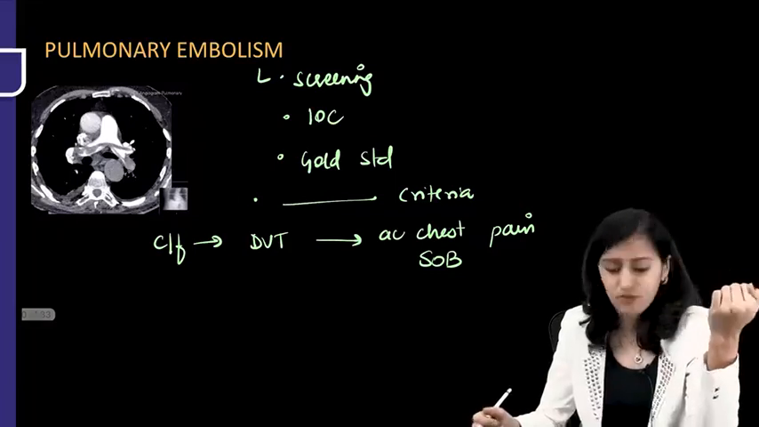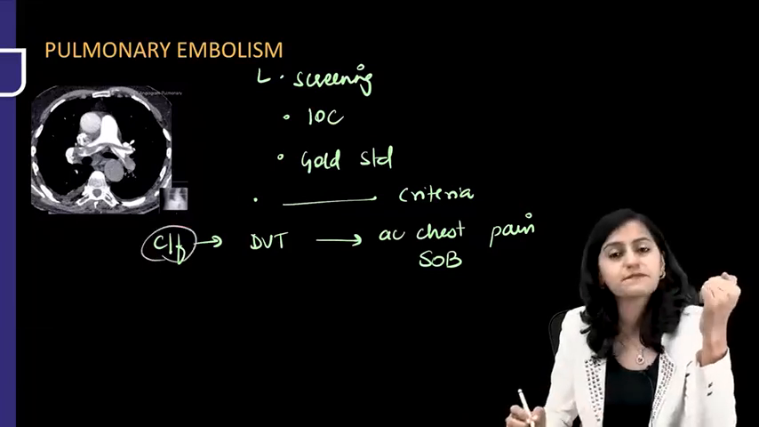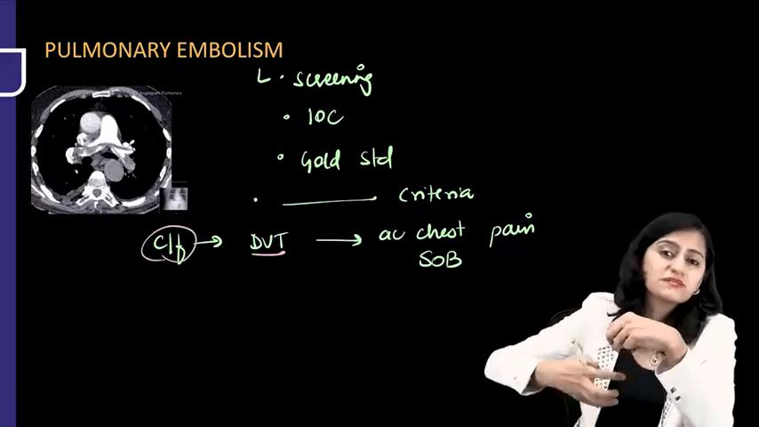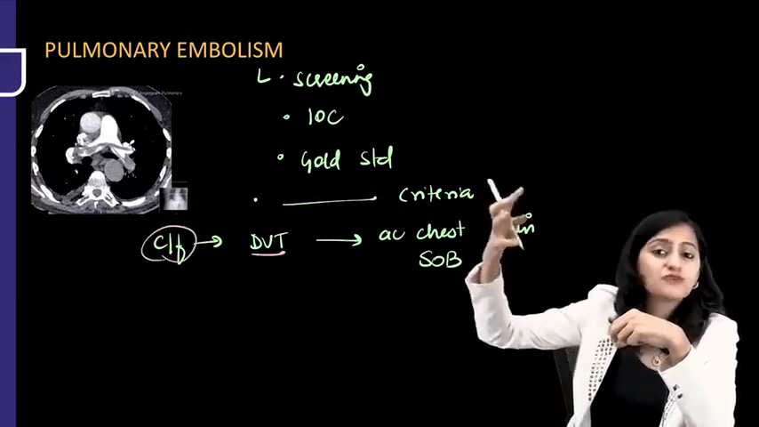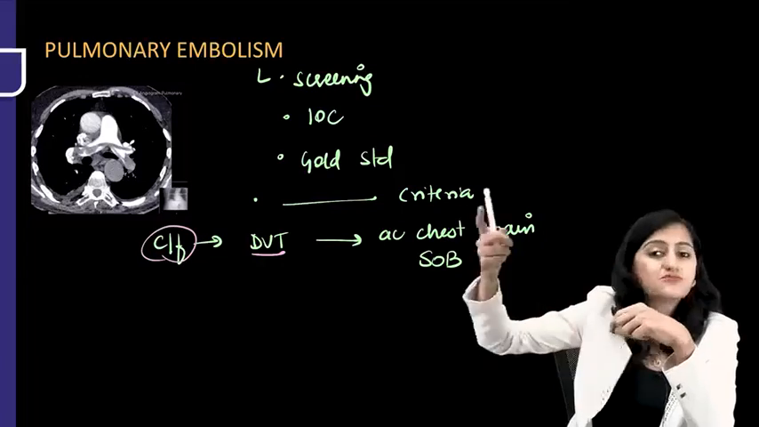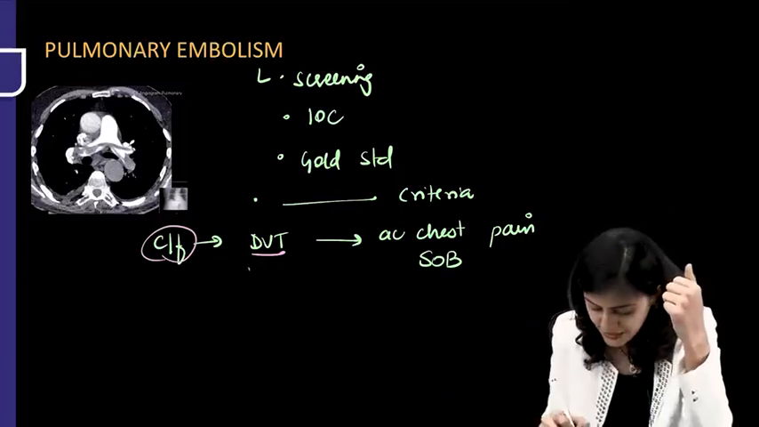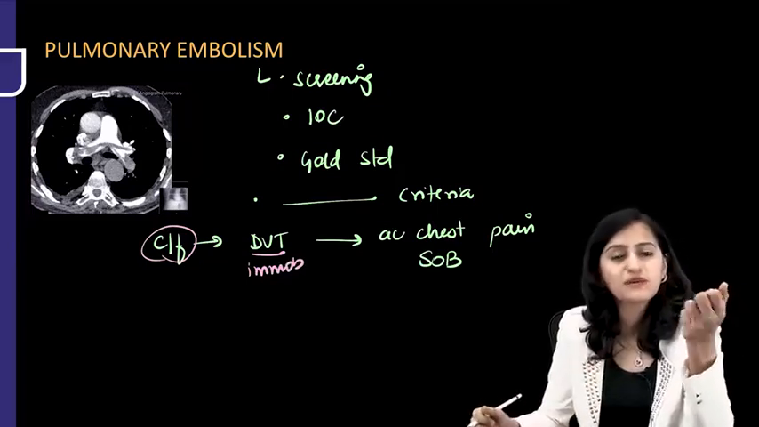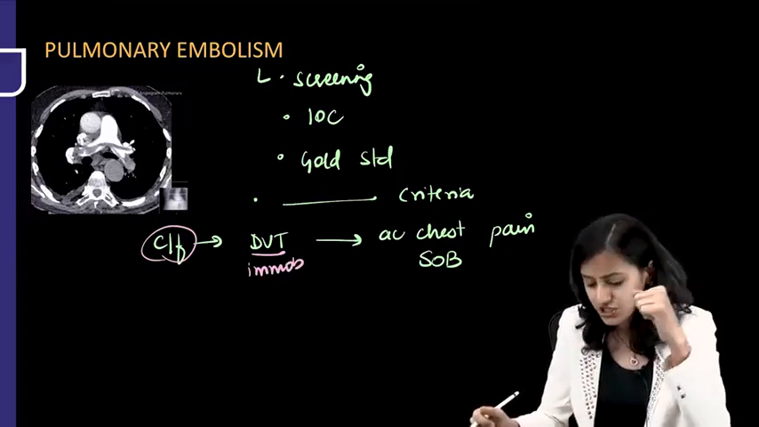Coming to pulmonary embolism, what are the clinical features? The predisposing feature is DVT, the deep venous thrombus, which then goes to the right side of the heart to the pulmonary artery. So DVT leads to pulmonary embolism. What leads to DVT is immobilization, right? Prolonged immobilization, post-surgery, prolonged journey.